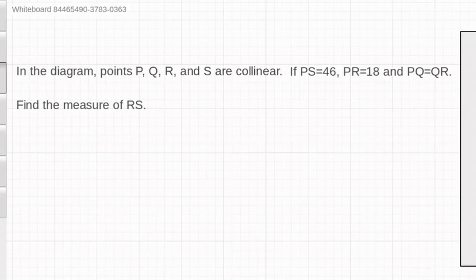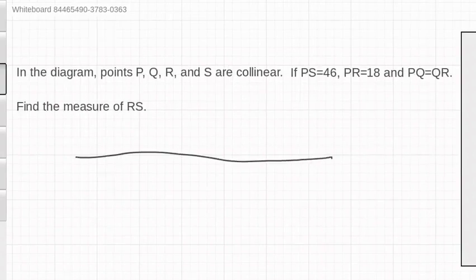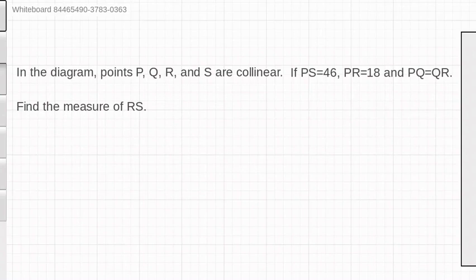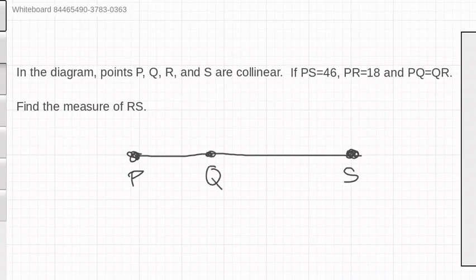So we're going to draw our line. Maybe a little straighter. Alright. And then we're going to make our points. So we're going to do the endpoints, and then the 2 in the middle, because there should be 4 points for P, Q, R, and S. So we'll label our endpoints P and S, and we'll put 2 points somewhere in the middle. So we'll put Q and R.